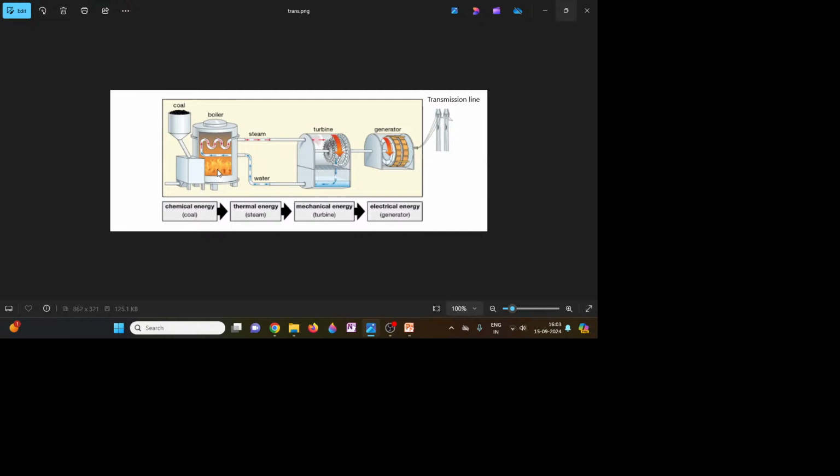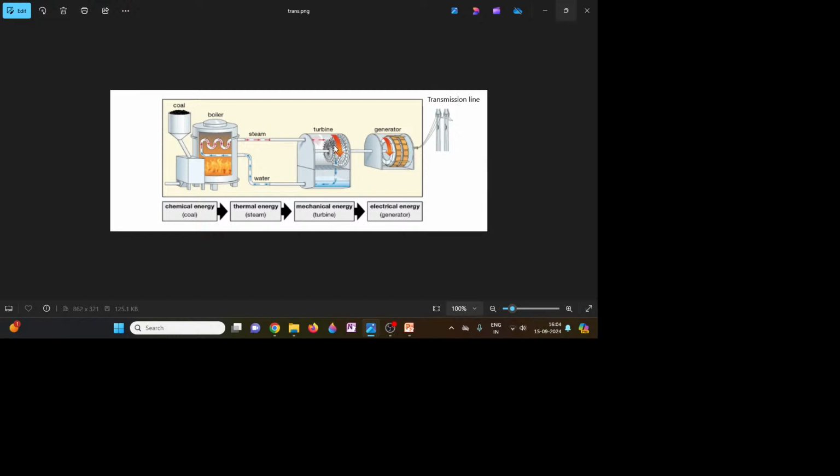So when coal burns, what is happening here is this water, the blue color arrow marks, if you observe carefully, this water which is flowing through these pipes is getting heated up and it is converted into steam. These red color arrow marks are nothing but steam. So that steam enters into this chamber where a turbine is there.